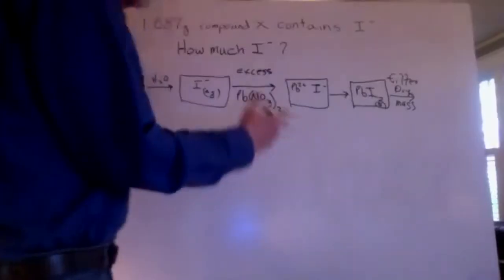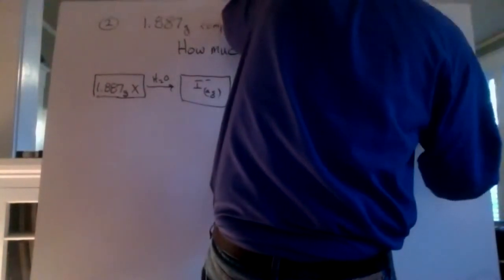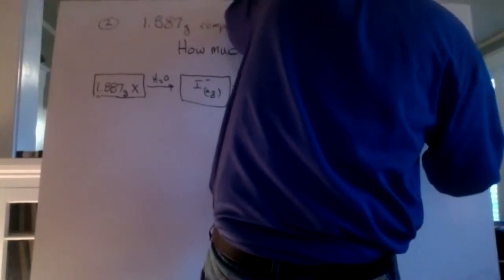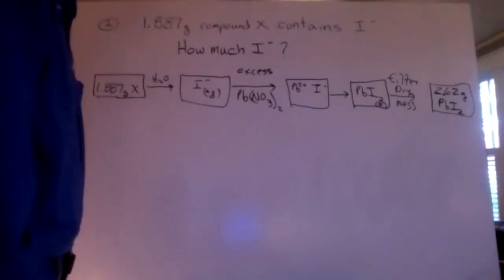And now you filter and dry and mass that. So you filter this solution that has that precipitate, and what you end up with is, what do you end up with? This is 2.62 grams of lead iodide, PbI2. Okay. So that's what we have.